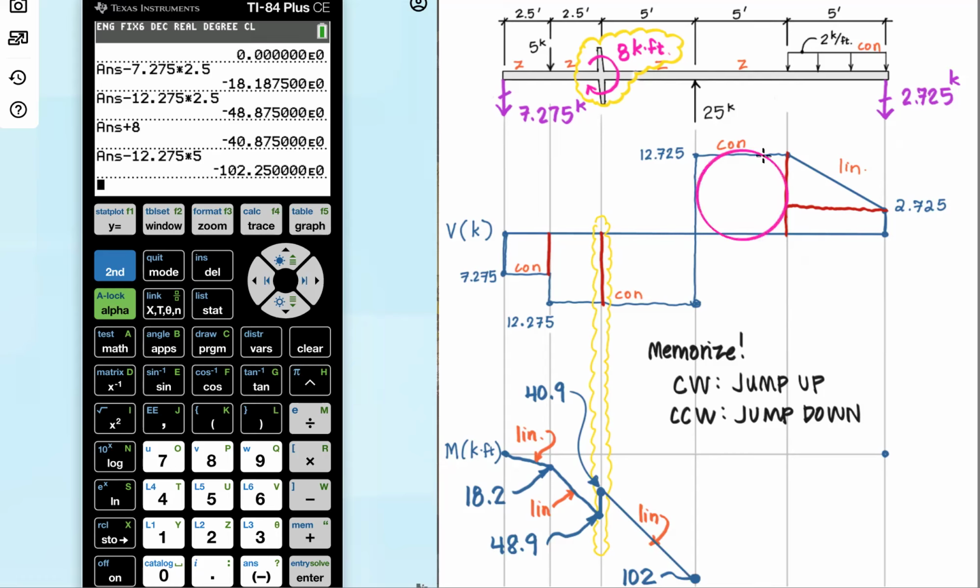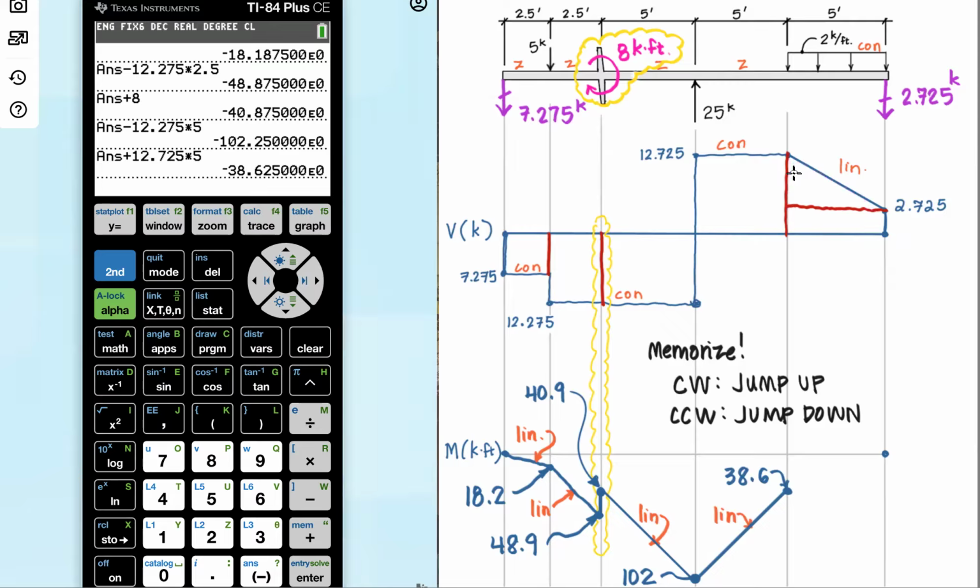Okay, our next area is a positive, so we do plus 12.725 times 5. Okay, and that gets me up to negative 38.6. Constant integrates to linear, so do that with a straight line. Okay, and now I have one final bit of increasing to do.